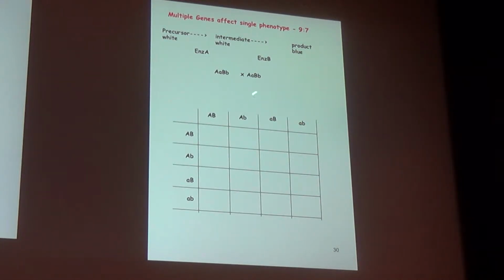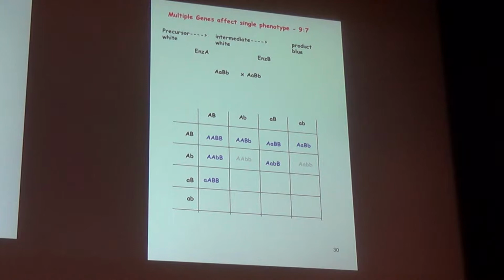Being heterozygous for 2 genes, you're going to produce 4 different gametes, big A, big B, big A, little b, etc., etc. Now, let's fertilize these gametes together, and you're going to get big A, big B, big A, big B, and so on. So they're all going to be blue because you have the A enzyme and the B enzyme. So then you're going to get a big A, little b, that's going to be white. Big A, big B, that's blue. Big A, little b, that's white.